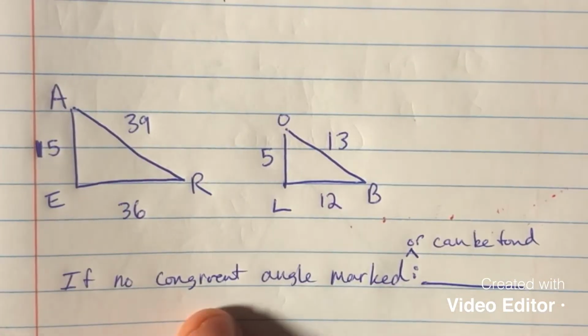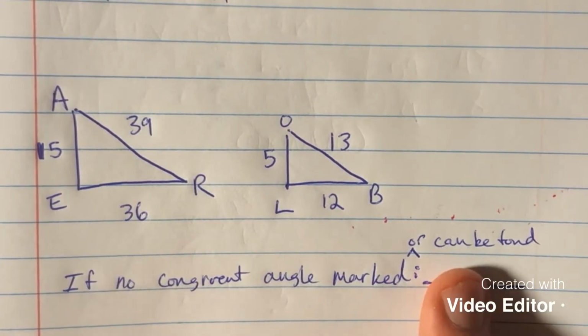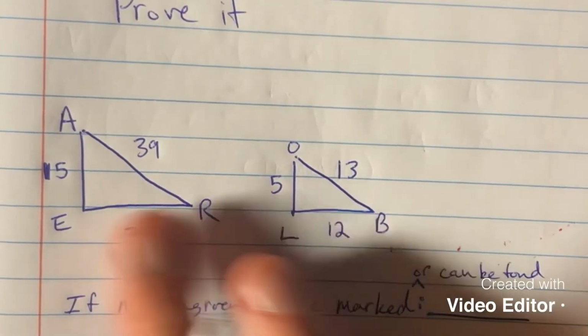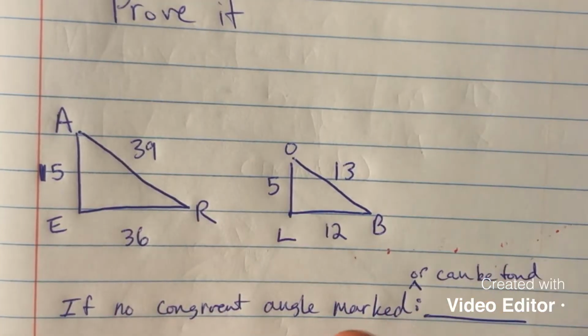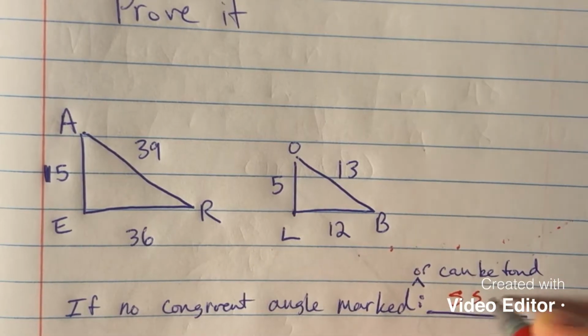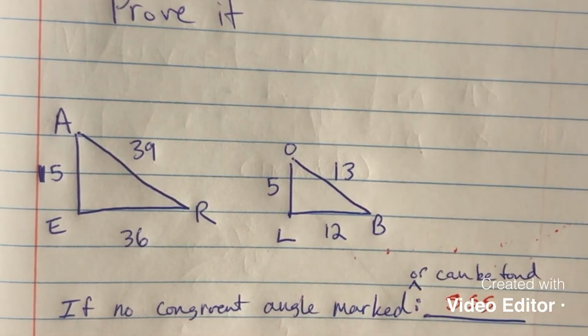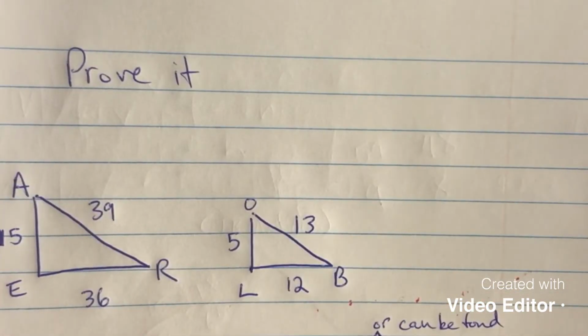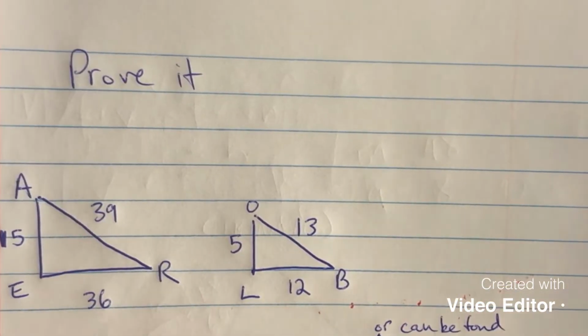Okay, so if you have no congruent angle marked and you don't know if any congruent angle can be found, like right here, they look like they're the same, but if it's not marked, you don't know. So this is going to have to be side. Obviously, if you don't have an angle, then it has to be side. Okay. All right. So we need to set up a proportion.